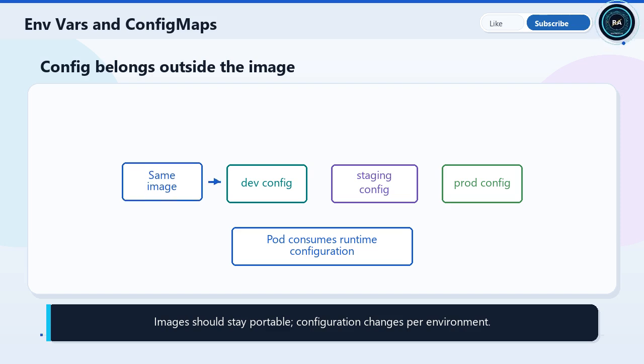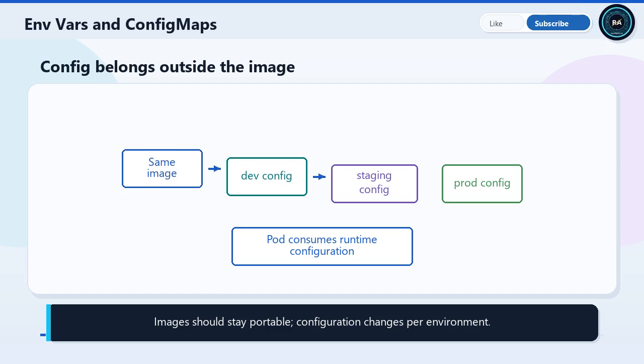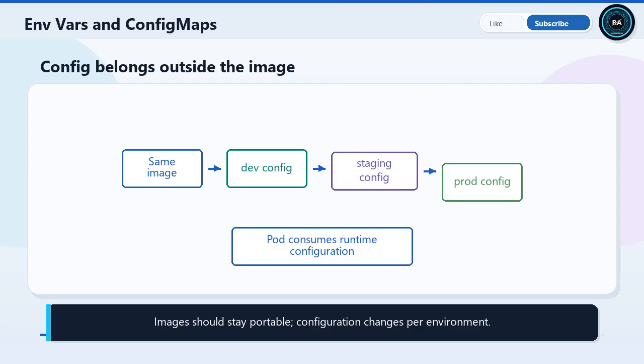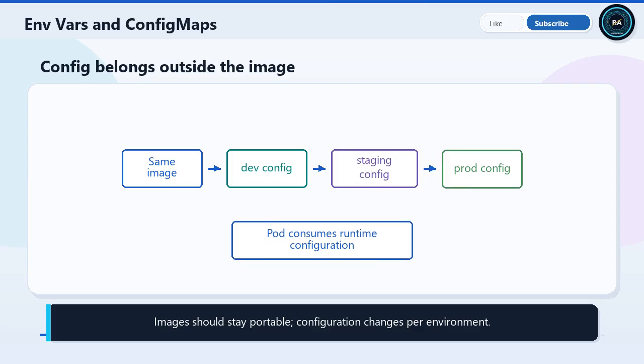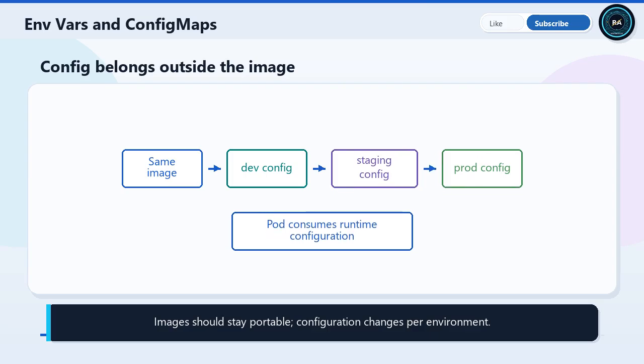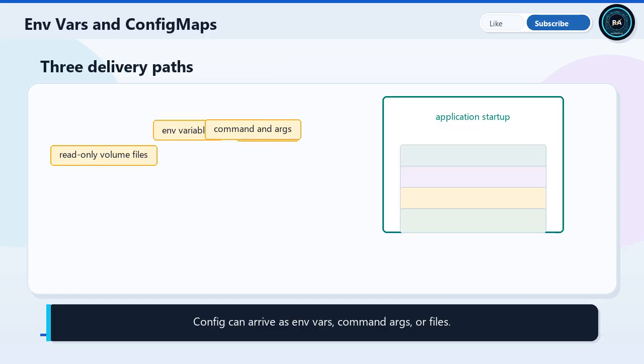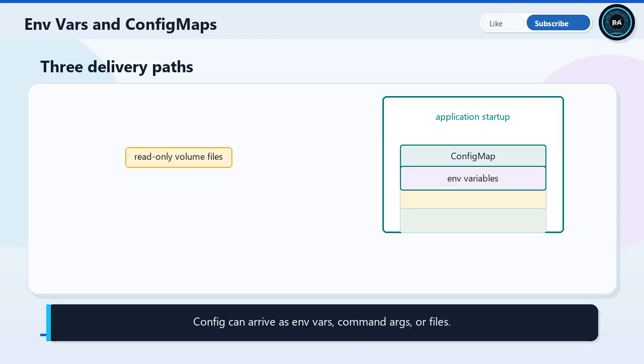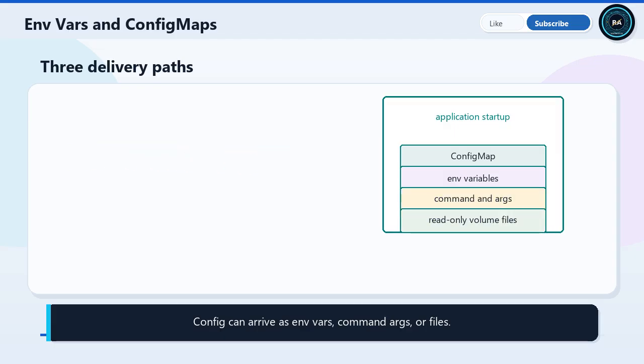A container image should not need to be rebuilt just because staging, production, or a test namespace needs different settings. Kubernetes gives you environment variables and config maps for that separation. Config maps have 3 common consumption paths for pods. Values can become environment variables, can be substituted into command and args, or can be mounted as configuration files.